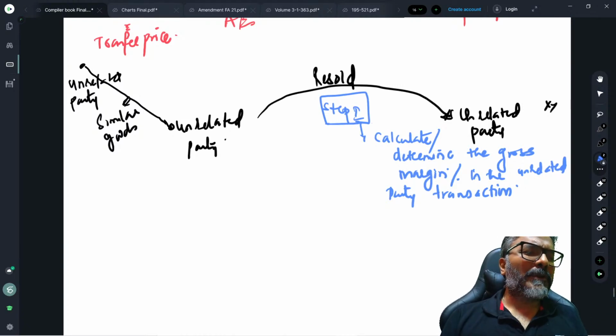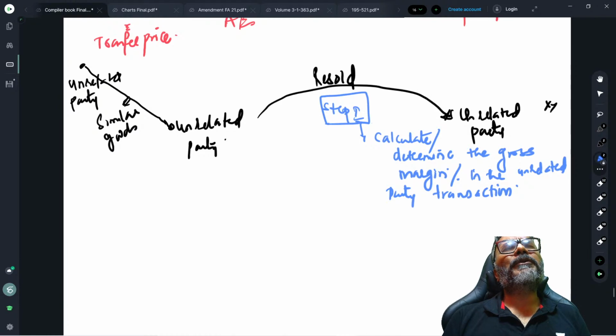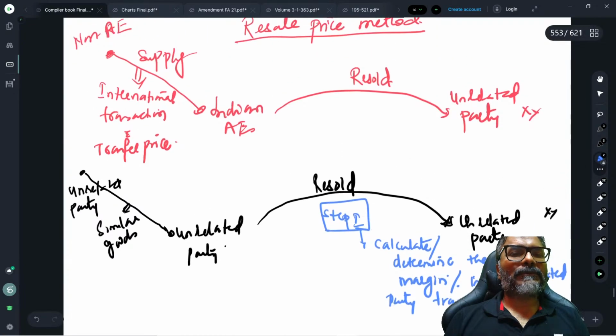Generally, it is given to you in the question, but if supposedly they have not given it to you, you can also calculate that. There is a resale price of that unrelated party compared with the purchase price. So that will give you the gross margin.